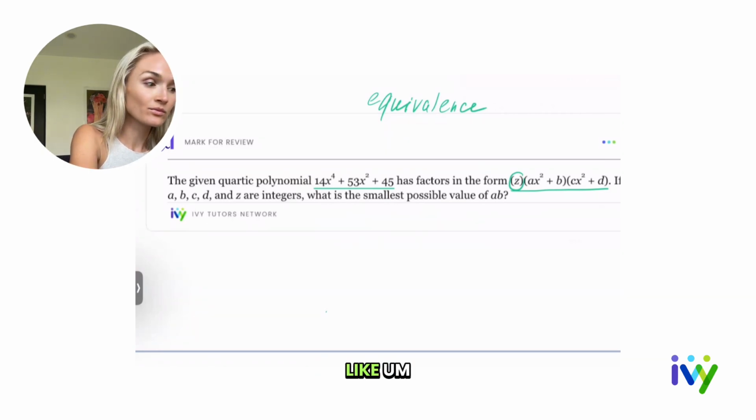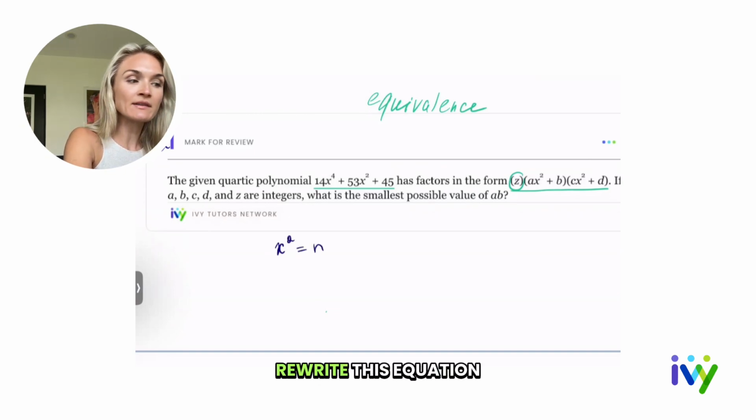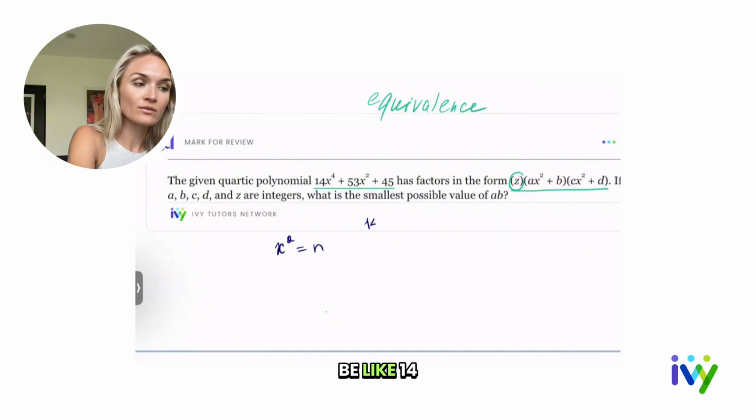Oh yeah, we could. Teach me. We could say x to the fourth is the same thing as x raised to the second raised to the second. Let's just use this. This is very typical. I've seen many students of mine use this approach. X squared is n. Rewrite this equation for me now. So that'd be 14n squared plus 53n plus 45.